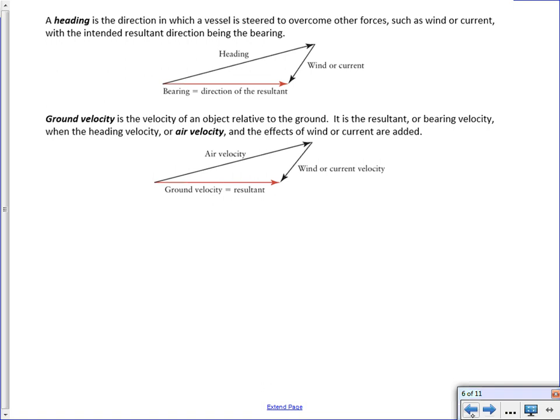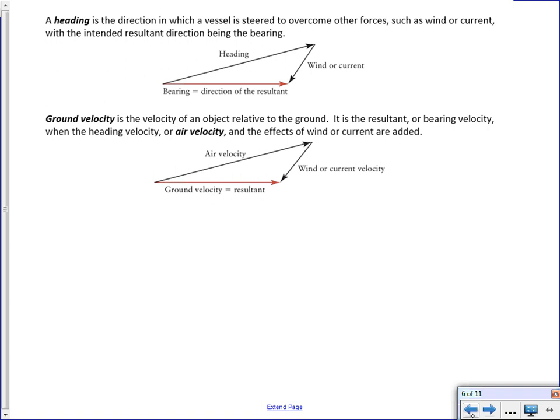Does that make sense? So you point your plane on the heading. The head of your plane is going in the direction you want to go. The result will be where you end up going, and that will be your bearing. And then the wind or current will adjust the heading so that you get to where you need to go.